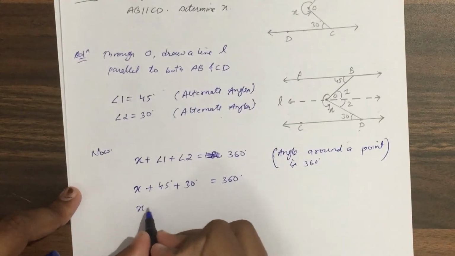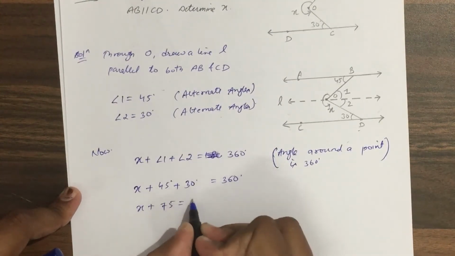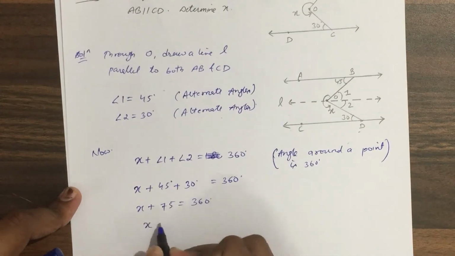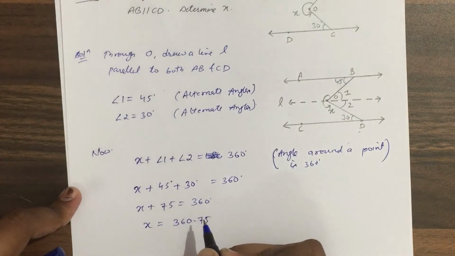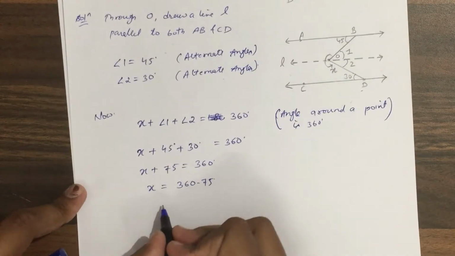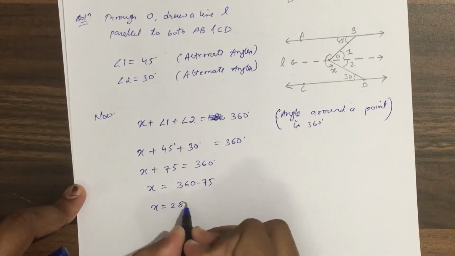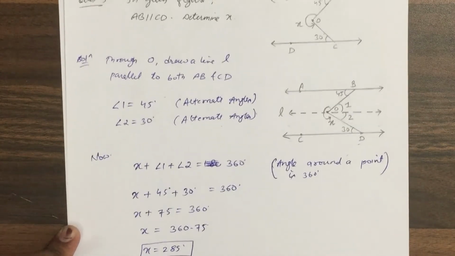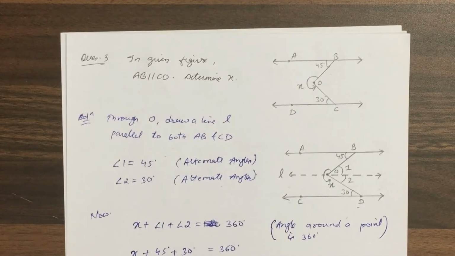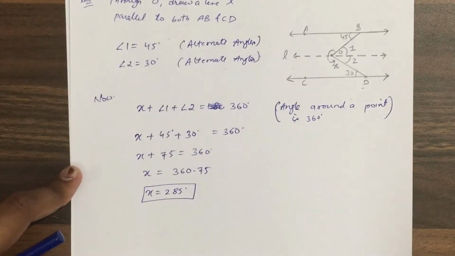Okay. Now X plus 75 will be equal to 360. So X is equal to 360 minus 75. This will give you X is equal to 285 degree. Okay. This was a simple question. You can easily solve it. Okay. Now come to the next question.